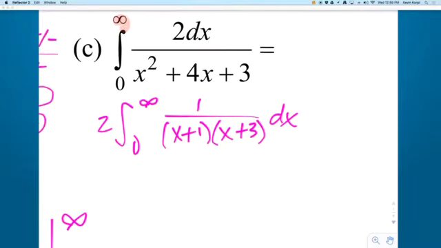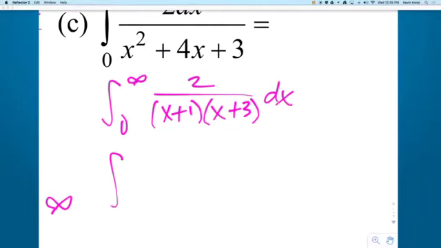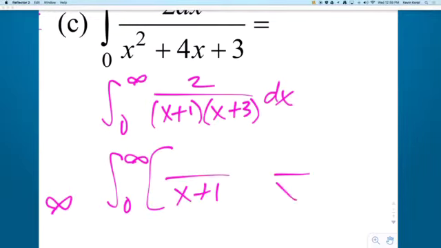So I brought the 2 out front, but I don't know if you remember, I said maybe it's best when you do that just to leave the 2 up there. It's up to you. So I'll go ahead and create my 2 terms down below.